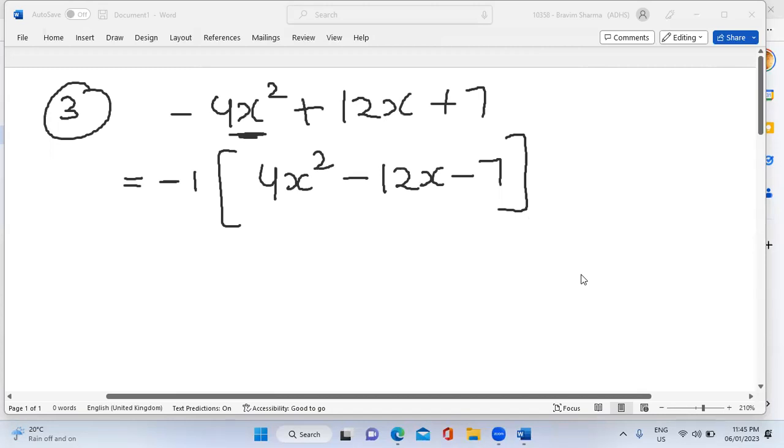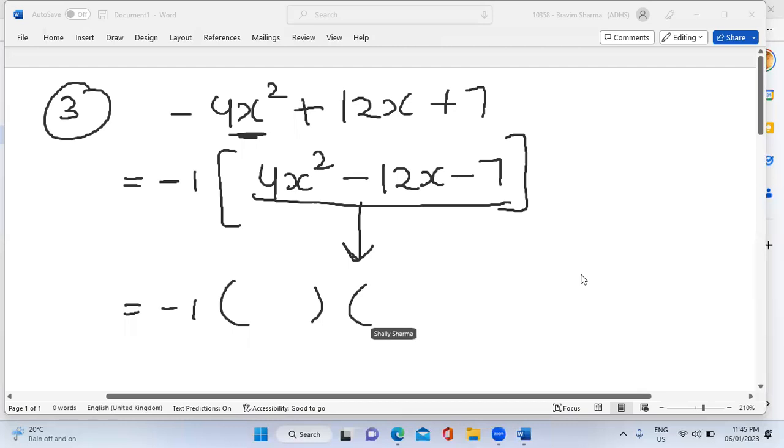Further, you can factorize this part, 4x squared minus 12x minus 7, in the usual way as I explained, and this minus 1 you keep writing in all the steps. Okay, so this is one of the variations if you get a negative sign before the x squared coefficient. This is a very important point. I hope this is clear to you. Let's discuss one last question.